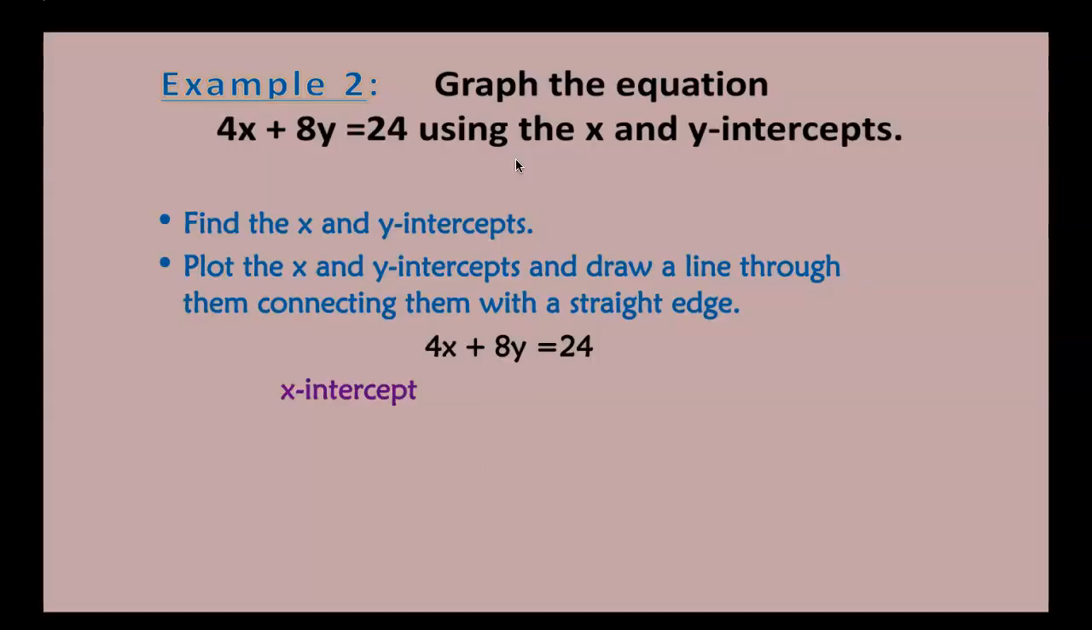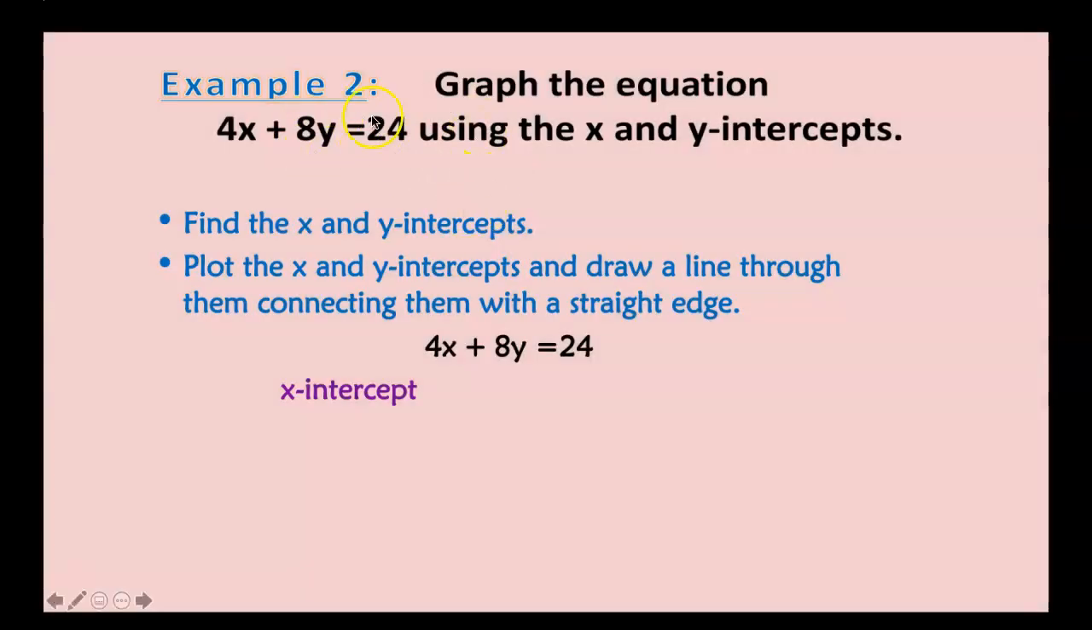Okay. Another example. How about we graph the equation 4x plus 8y equals 24 using the x and y intercepts. So first, you're going to find the x and y intercepts and then plot both intercepts and draw a line through them connecting with a straight edge.